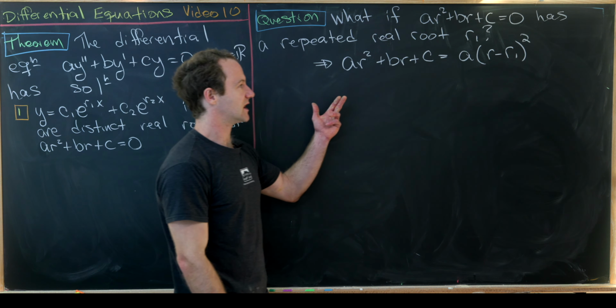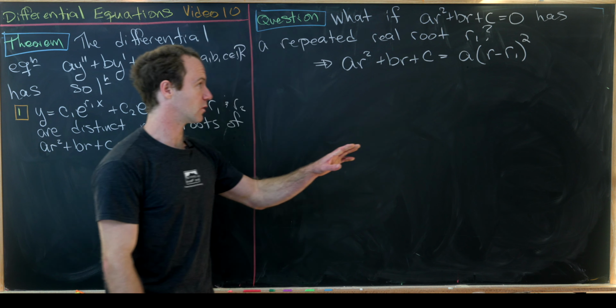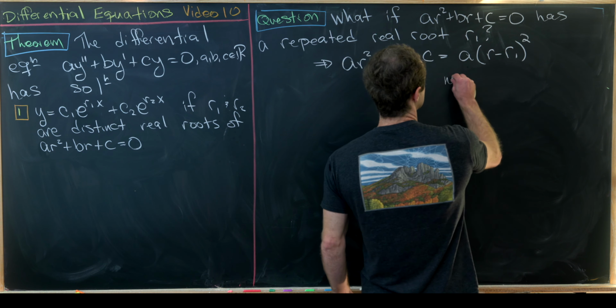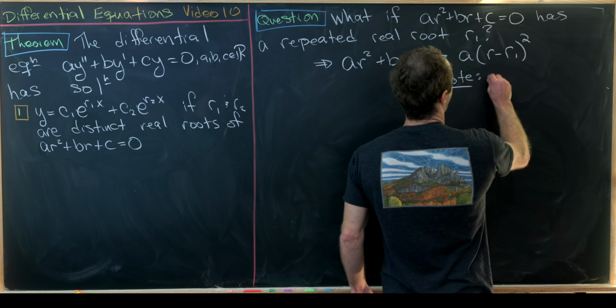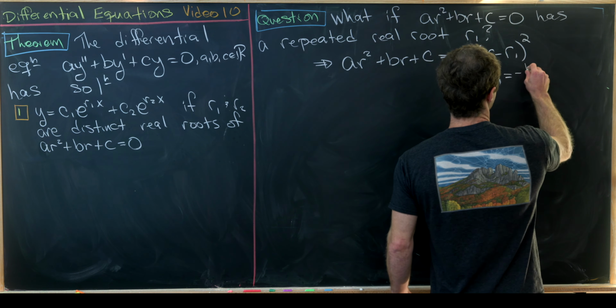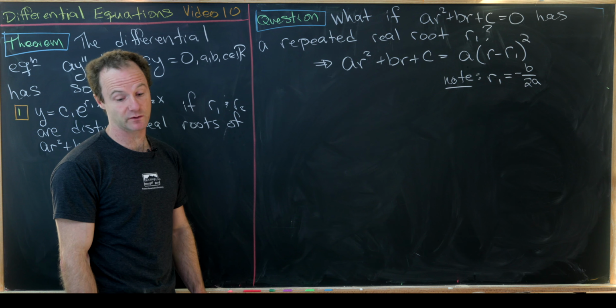Okay, next up, by multiplying this out, we can relate r1 with a and b. And in fact, what we get is r1 is equal to negative b over 2a. So again, that's what we get for this being a repeated real root.